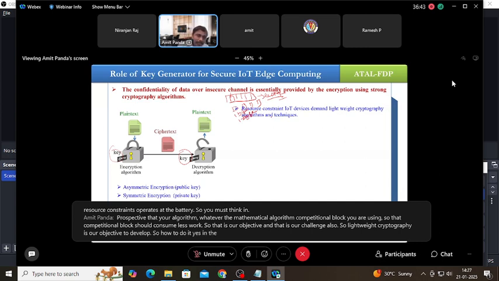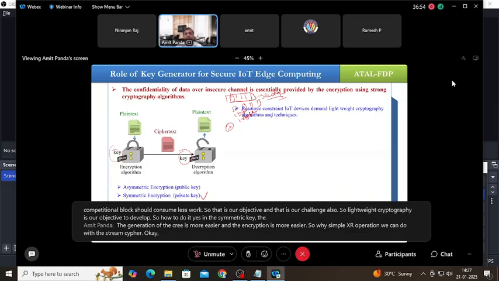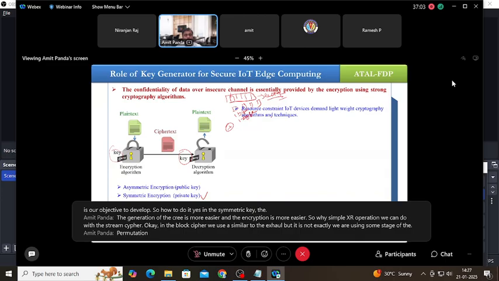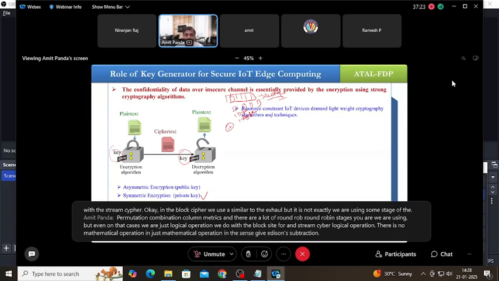In the symmetric key, the generation of the key is easier and the encryption is easier. A simple XOR operation we can do with the stream cipher. In the block cipher, we use something similar to XOR, but not exactly. We use stages of permutation, combination, column matrix, and a lot of round stages. But even in those cases, we only do logical operations with the block cipher and stream cipher. There is no mathematical operation involved, meaning addition, subtraction, division, modulation are not involved.